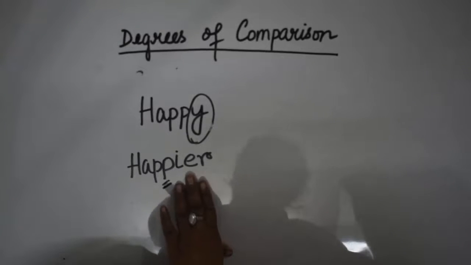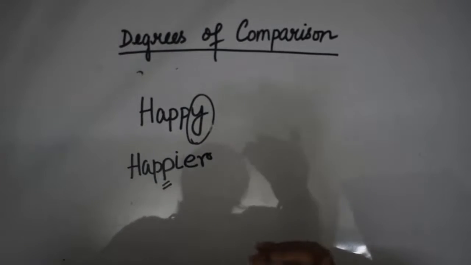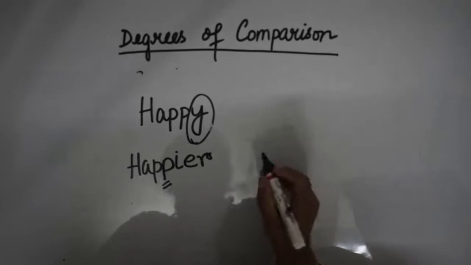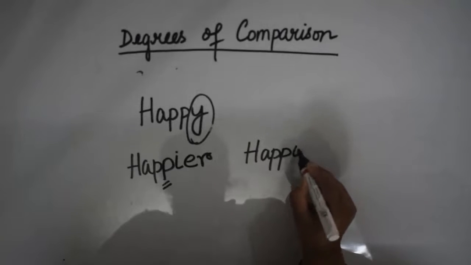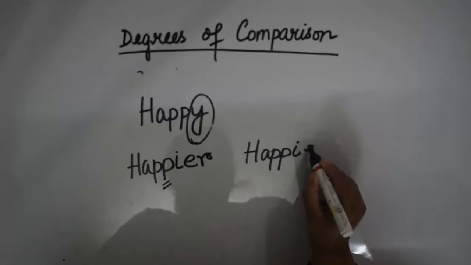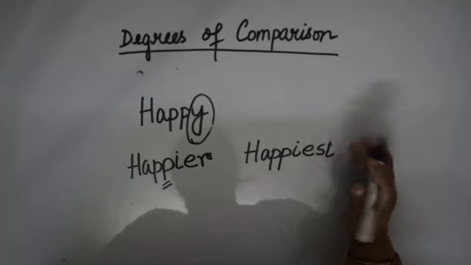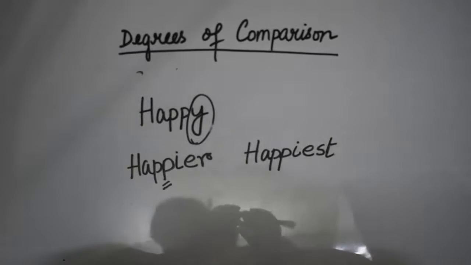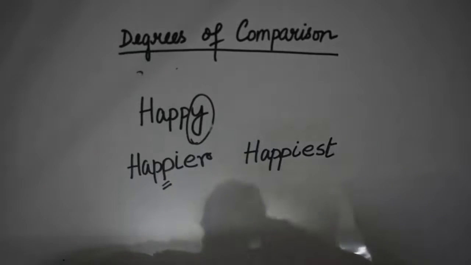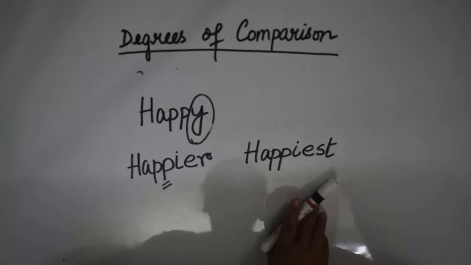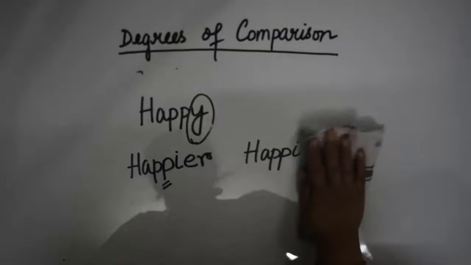Clear? Okay, and in order to form the superlative, again I need to change the Y into I, and then I have to add EST. Okay? I need to add EST, and it becomes happiest. Clear? Okay, so what does this rule say?